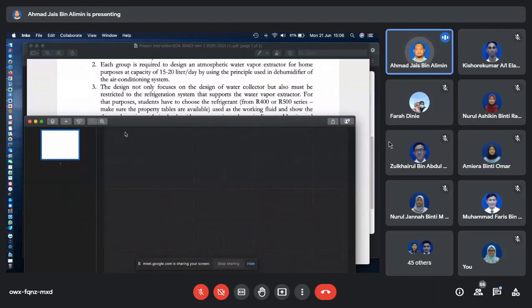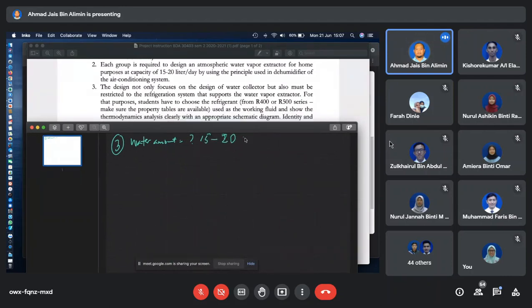You refer to the project brief, number 3 there. You need to determine how much water you are going to produce. What will be the amount of water that you want to produce? The project requires you to produce between 15 to 20, so you select one amount, say 20 liter per day. So what is your selected amount?